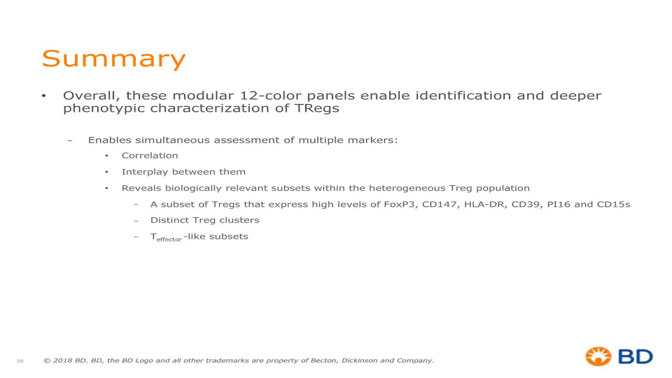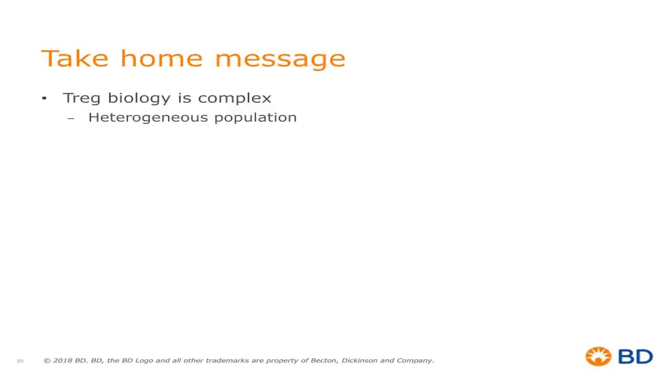We know that there's a subset of Tregs that express high levels of FOXP3, 147, HLA-DR, CD39, PI16, and CD15S. We identify distinct Treg clusters and T effector-like subsets. And this offers flexibility by the use of drop-ins, essentially reducing workflow by using standardized tubes that you could then go ahead and add your drop-ins accordingly.